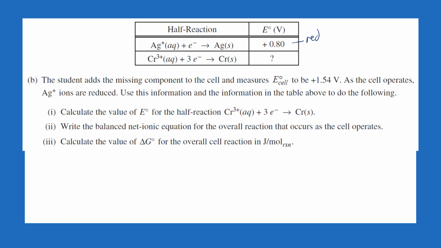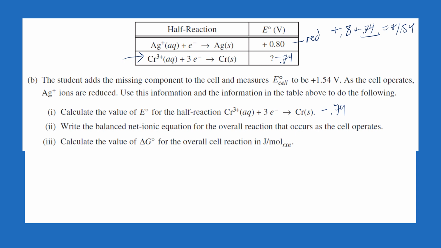Essentially, when you flip this around and make it oxidation and add that to your reduction reaction, you'll get positive 1.54. So positive 0.8 plus something will give us positive 1.54. And when you solve that, you get 0.74. But that would be for when it's oxidized. This one is written as a reduction half reaction. So we need to flip that around to make it negative 0.74 as it's written. So negative 0.74 as it's written.